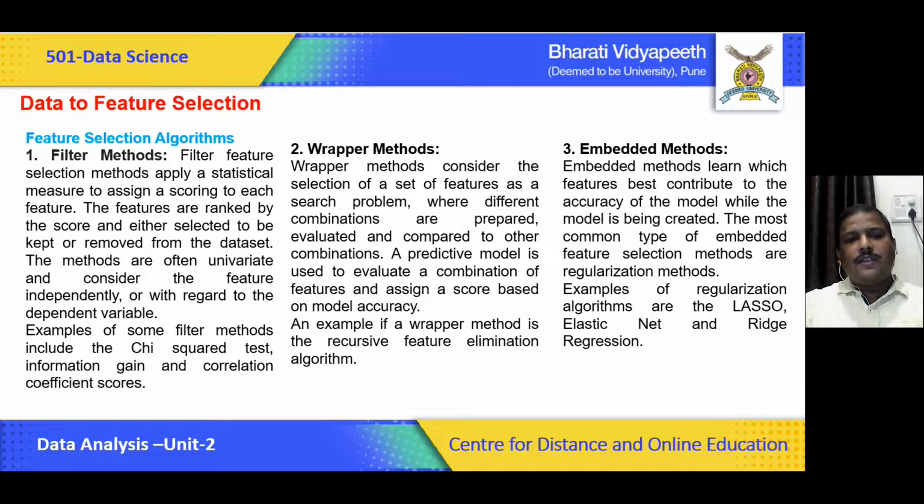The methods are often univariate, or consider the features independently or with regard to the dependent variable. Now here you might have seen dependent variable and independent variable, right? Sometimes it will be difficult to discard data which is dependent on other data. That time we have to see that there should not be any disturbances or anomalies among the data sets, right? For example, some filter methods include the chi-square test.